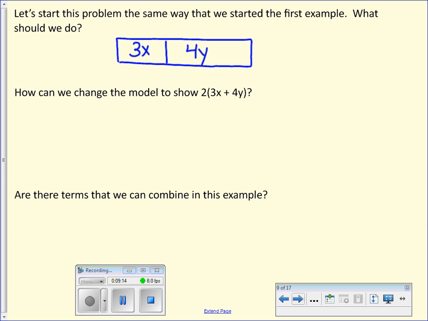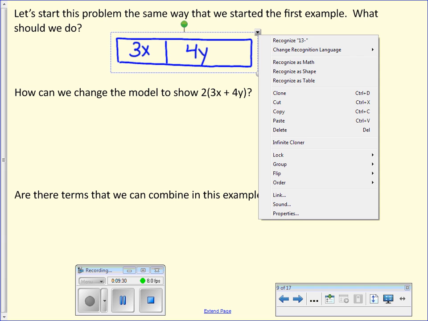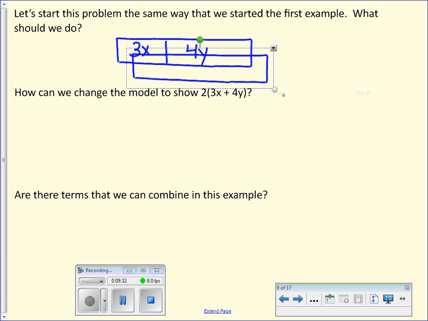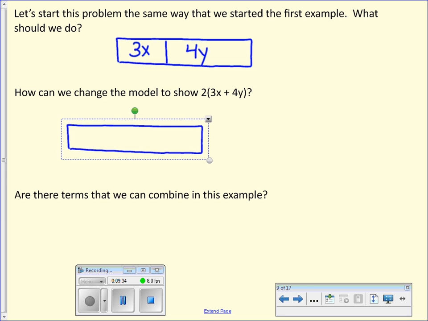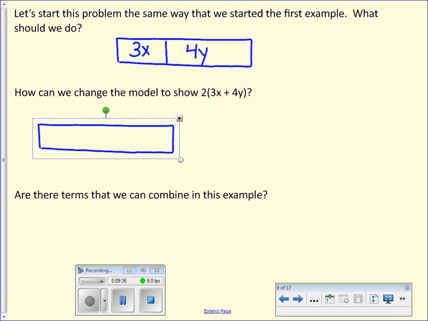Is everybody comfortable without drawing the 3x's? We can just say 3x, and we could say 4y. But it's not wrong if you have to draw extra. But let's just show the term that we have. So now we want to show two groups of 3x plus 4y. So, all right, I need two of them.